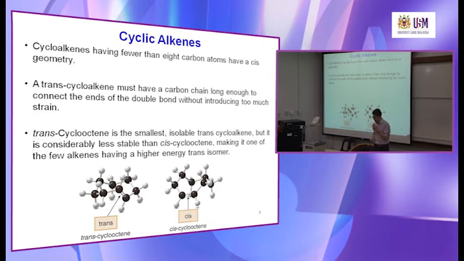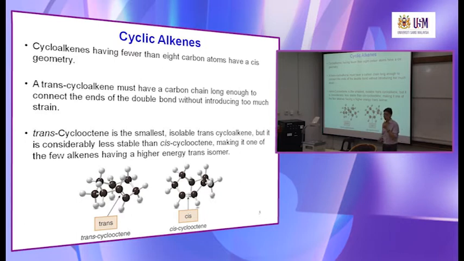A trans cycloalkene must have a carbon chain long enough to connect the ends of the double bond without introducing too much strain. Okay, so this is octane. Octane is also possible to exhibit in trans or cis geometry, but the cis geometry for the cyclic alkene is more stable. Okay, trans cyclooctane is the smallest isolable trans cycloalkene, but it is considered less stable than cis cyclooctane, making it one of the few alkenes having a high energy trans isomer. So this is the smallest that you can isolate. Because anything smaller than octane, 8 carbon, you will exhibit the cis geometry for a cyclic alkene. So if you have 9 or 10, it's possible to find it in the trans geometry.